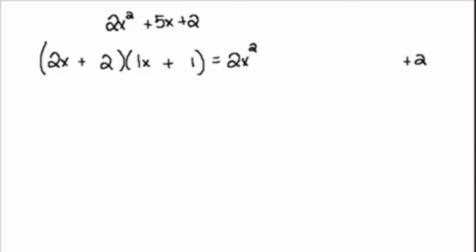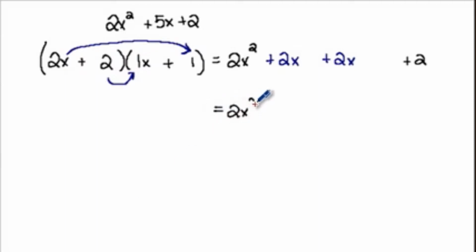So let's see what happens when I do this. I'll do the little distribution up top: 2x times 1, and then a 2 times 1x. So when I write those in, positive 2x plus another 2x, and you can see right now that it's not going to work out. This is actually equal to 2x squared plus 4x plus 2, which is not what I wanted. So we have to be a little more creative with our choice here.